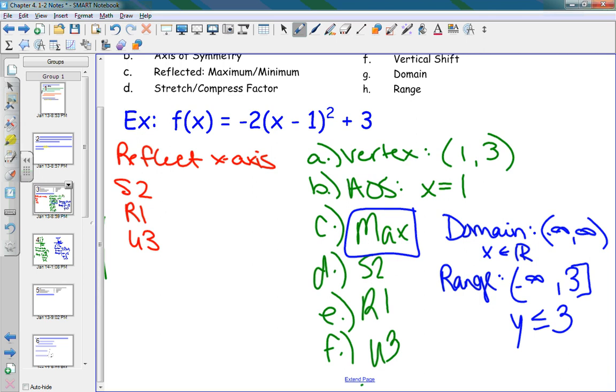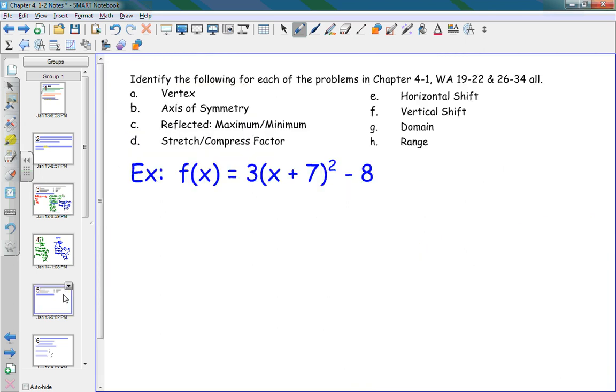Let's do it again, shall we? Okay, what does the 3 tell me? It is stretched by 3. What does the 7 do? Go left. Left 7? Down 8. That's all I can get out of there, right? So from there I can go straight to finding everything else.